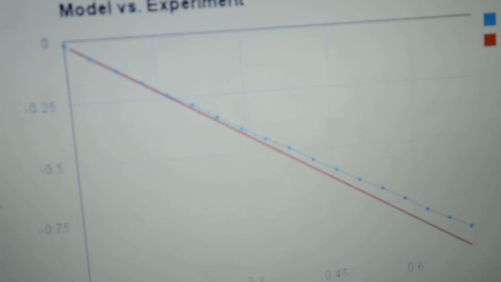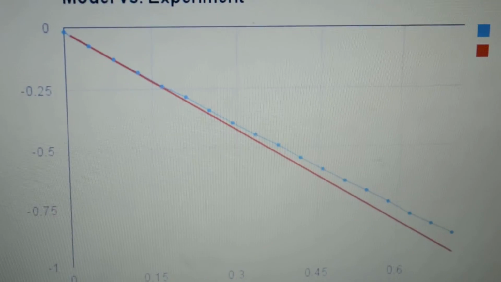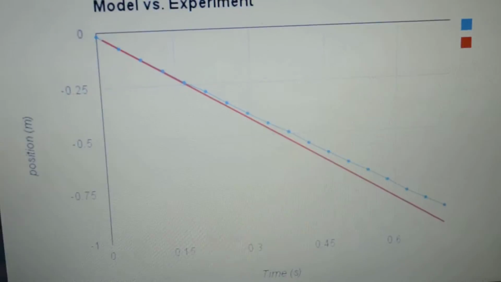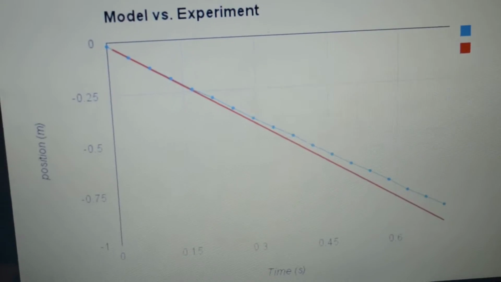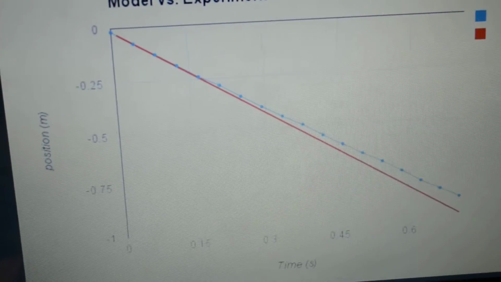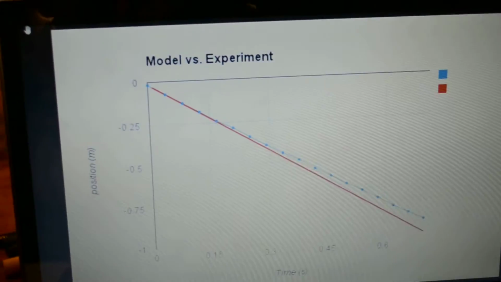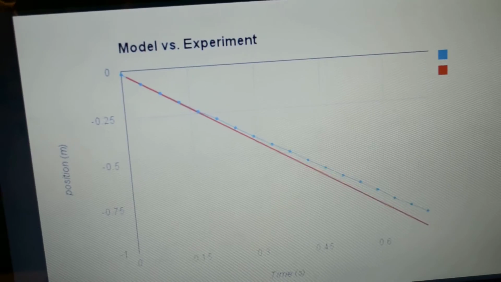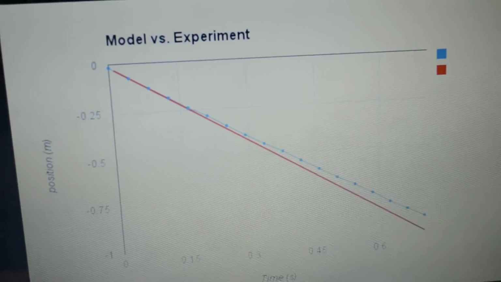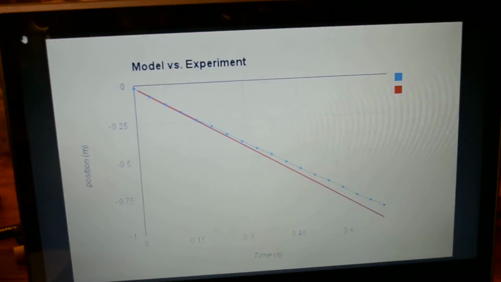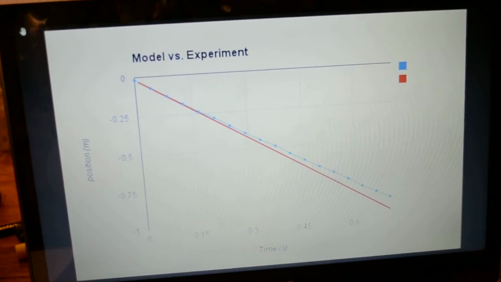From this data, I put both my observational and experimental data into a position versus time graph. The blue line represents my experimental observations, while the red line represents my computational model's predicted observations. The slope of the lines represents the velocity. The red line is perfectly straight, just as the velocity is predicted to be constant.